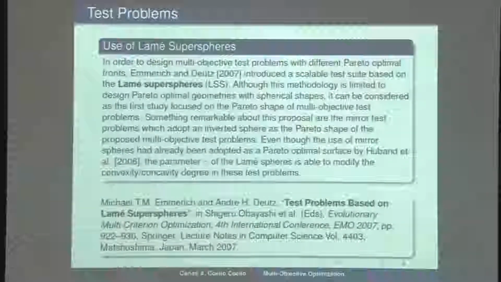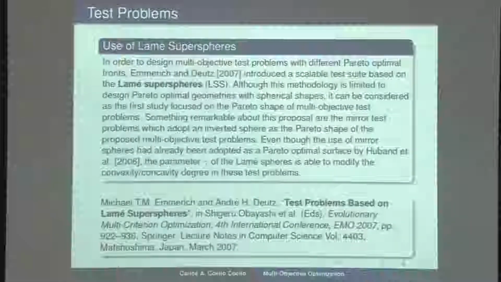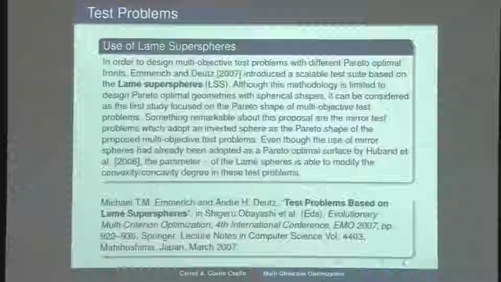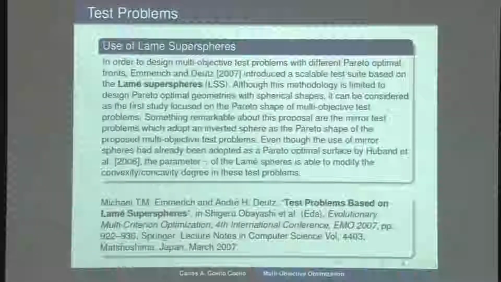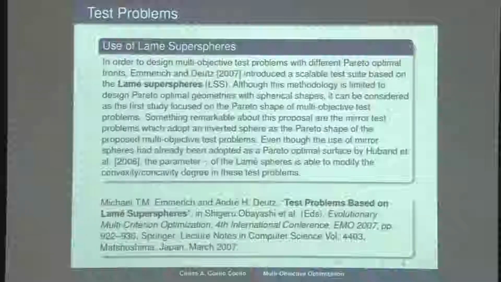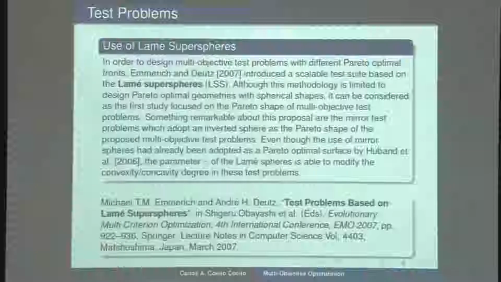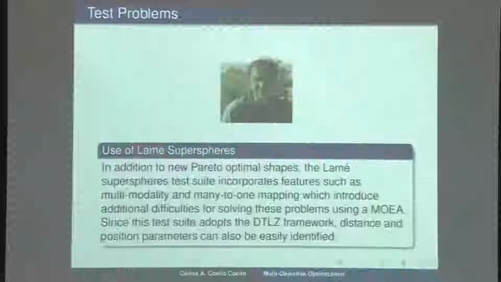multi-objective test problems. Something really interesting about this test suite is the mirror test problems that they propose, because these adopt an inverted sphere as the Pareto shape. So it's something very interesting. Huband already mentions these mirror functions, but you will see why they are important. Towards the end, I will show you why these mirror problems are important.